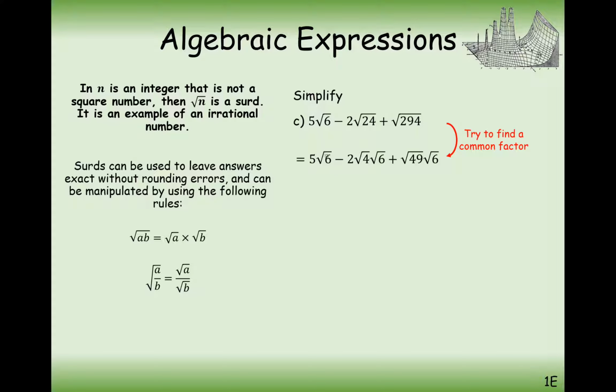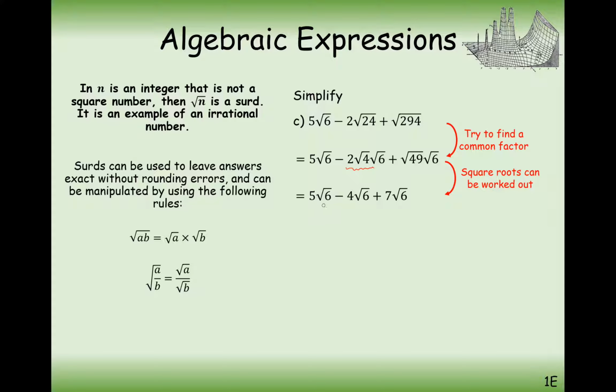So for example, there was nothing that could come out of the square root of 6. We could split the square root of 24 into 4 times 6, because we know the value of the square root of 4. And 294, we can split that up into 49 times 6, and we know the value of the square root of 49 is 7. So simplifying what we get here, we're going to get 5 times root 6 minus 2 times 2, so we've simplified what we've got here. 2 times 2 is 4 times the square root of 6, and then we'll add on 7 times the square root of 6.